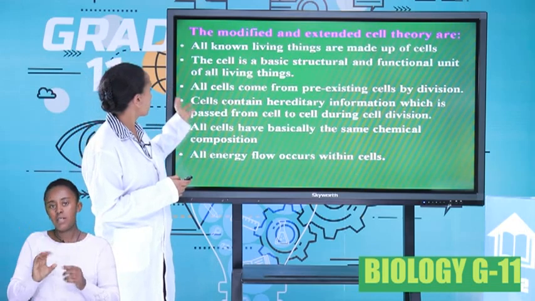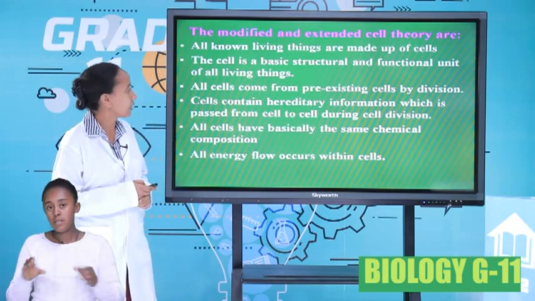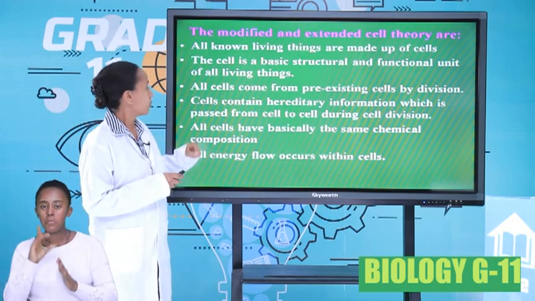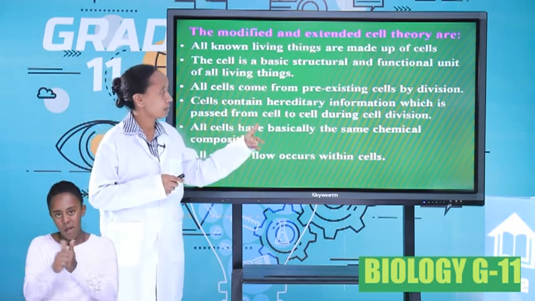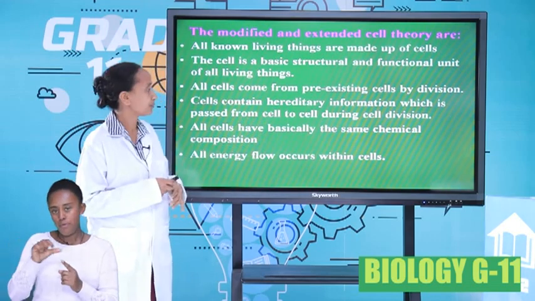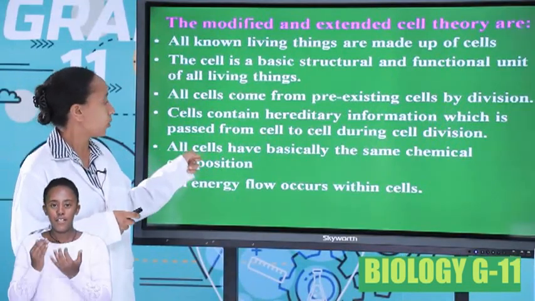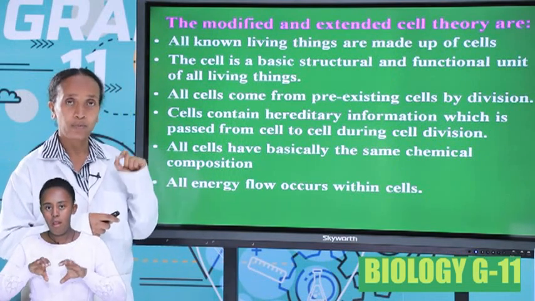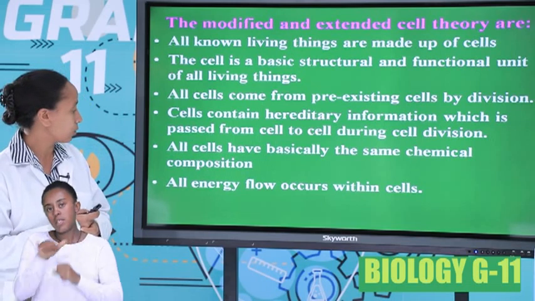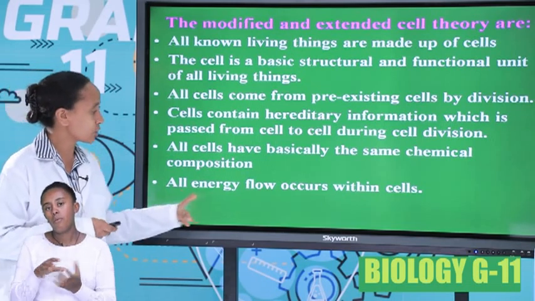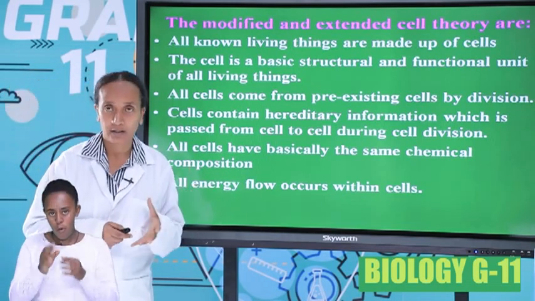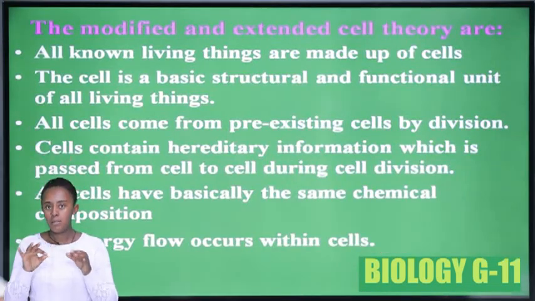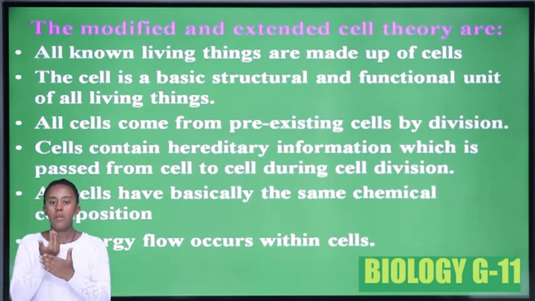The fourth statement, cells contain hereditary information, which means DNA, which is passed from one cell to the other during cell division. The fifth one, all cells have basically the same chemical composition, and the sixth, all energy flow occurs within cells. These statements are considered the modern cell theory.